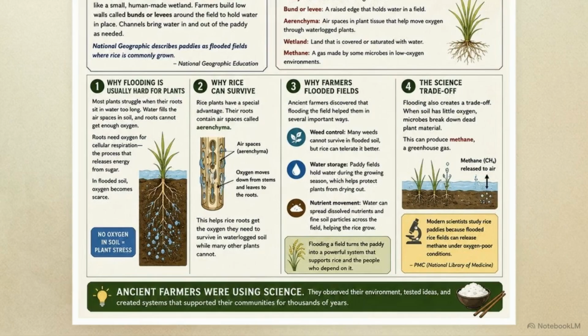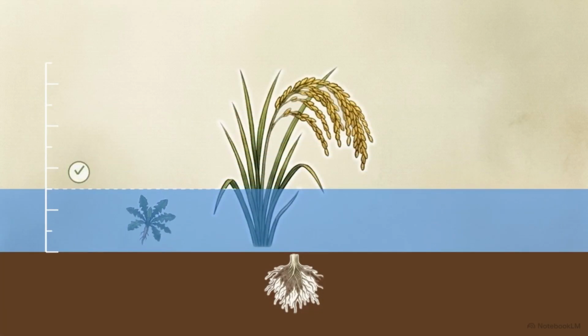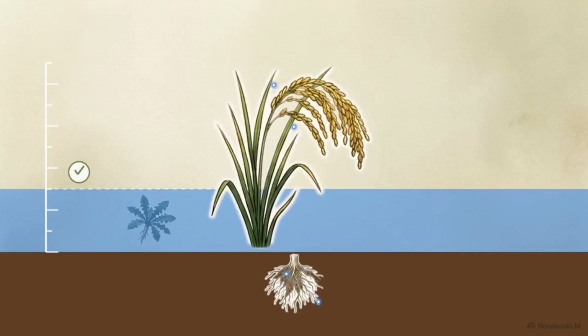However, this is also your primary failure point. As this panel shows, if the soil becomes too waterlogged or the water level rises too high, the plant may not be able to pull enough oxygen for cellular respiration, leading to root stress or death. Successful farming requires maintaining a specific depth, deep enough to suppress weeds, but shallow enough to let the rice breathe.